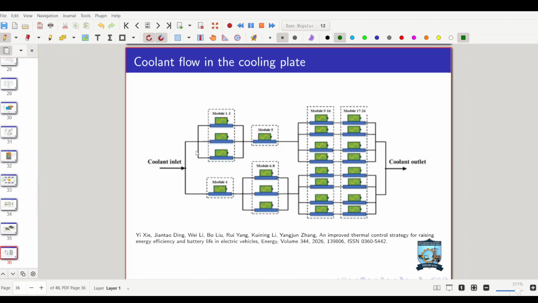so coolant flows in the cooling plate. This coolant must follow a particular path so that the heat generated inside the batteries during running of the vehicles is removed. That path must be properly designed. So this is what you asked, how the battery management system can coordinate with the cooling system. The coordination between BMS and the cooling system is one such area.